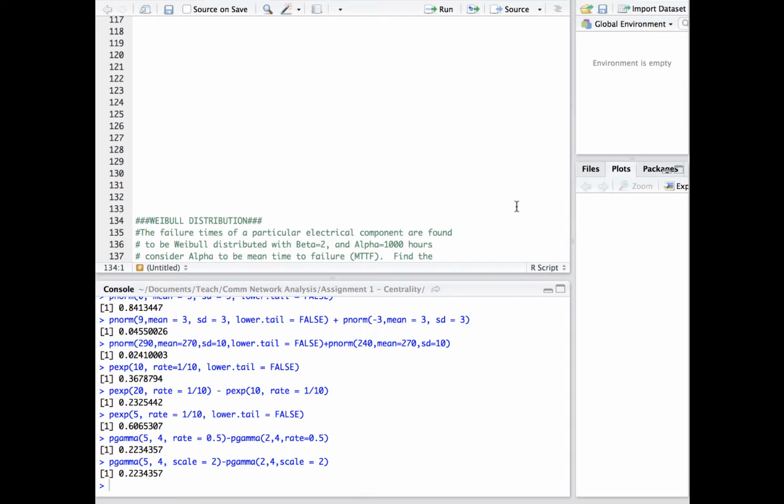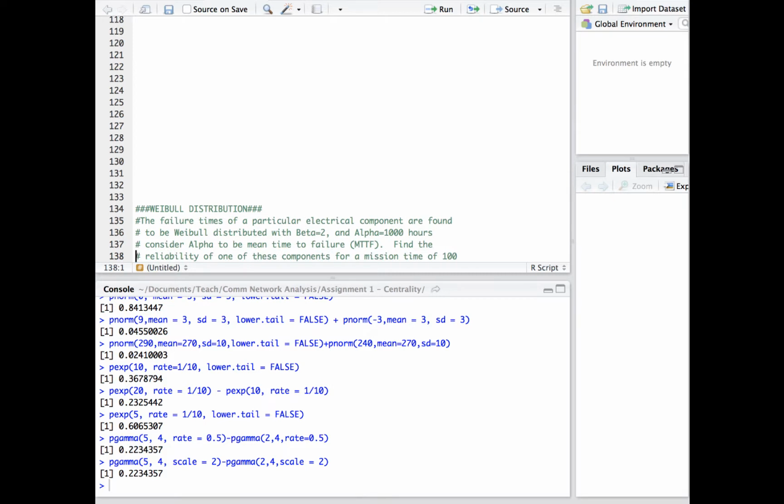So the example problem here is the failure times of a particular electrical component are Weibull distributed, and we have these parameters: beta equals 2, alpha equals 1,000 hours. Consider alpha to be like the mean time before failure. It's usually used for reliability problems.